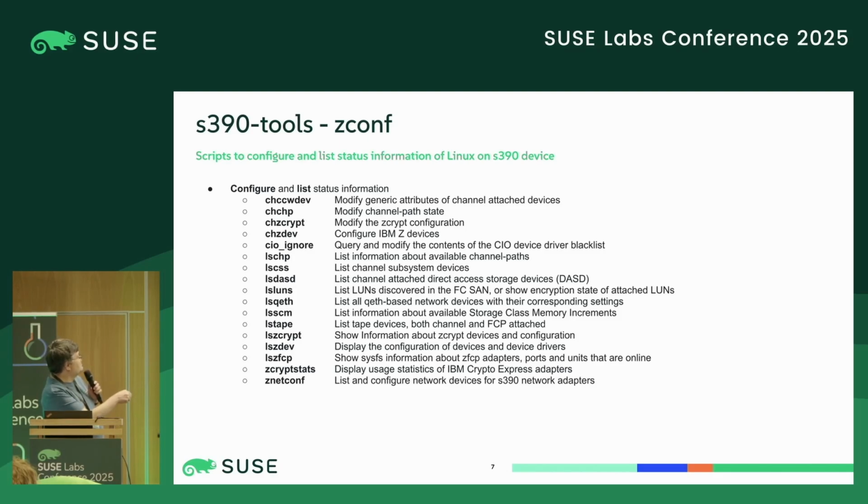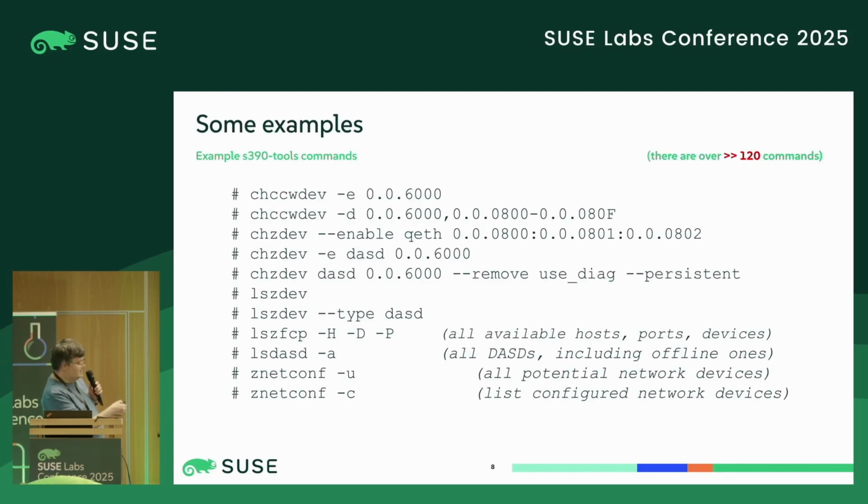The commands with "ls" are the list commands: list Ethernet devices, list cryptographic devices, list FCP devices. I have put some commands here. This is how you can do it. This is an LPAR mode. That's the address of the disk. This is how you set the disk online, enabling the disk. And this is how you make the disk offline.